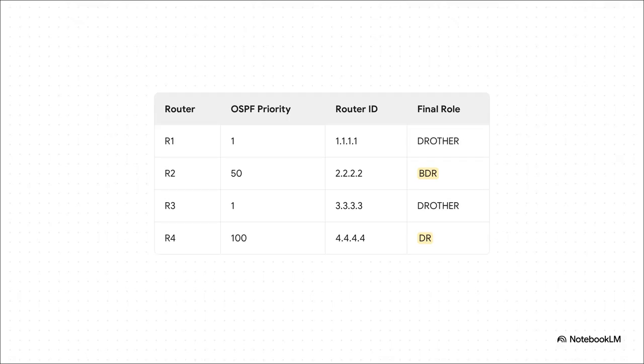Let's look at this table. It makes it all click. Okay, R4 has a priority of 100. Nobody else is even close. Bam, R4 becomes the DR. Now, who has the next highest priority? That's R2, with 50. So R2 becomes the BDR. That means R1 and R3 are just D others. And notice, even though R3 has a higher router ID than R2, it doesn't matter one bit. Priority is king and it's checked first.